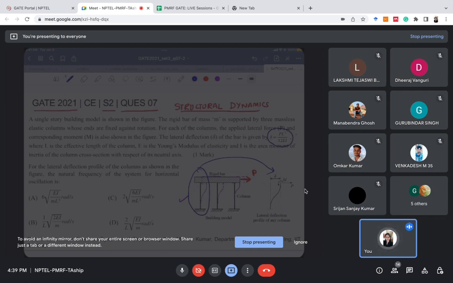The moment is given as M, and the lateral force is given as P. This is the question. I hope the question is clear. Now, what we are asked is to find the natural frequency of the system. So why do we need to find the natural frequency here?